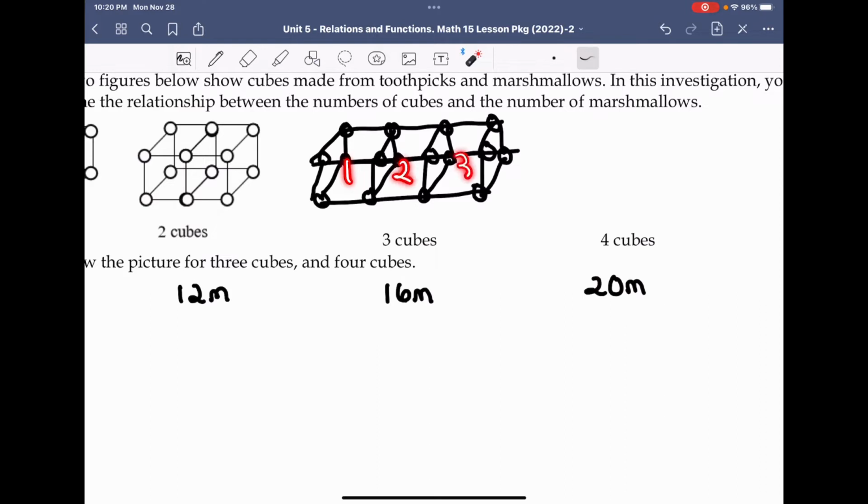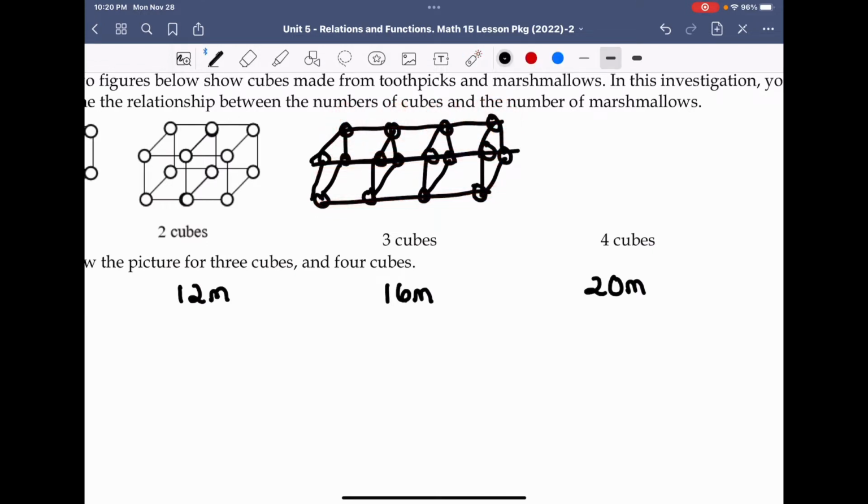There we go. So definitely not the prettiest of diagrams, but what we realize is we have our 3 cubes, 1, 2, and 3, and we would count up that we have 16 marshmallows. And an easy way to do this is to, if each column has 4 marshmallows, and I have 4 columns, 1, 2, 3, and the one on the back 4, that's going to be 4 times 4, which is 16.